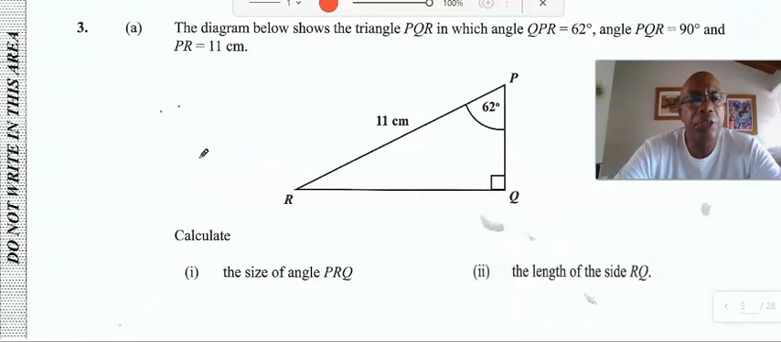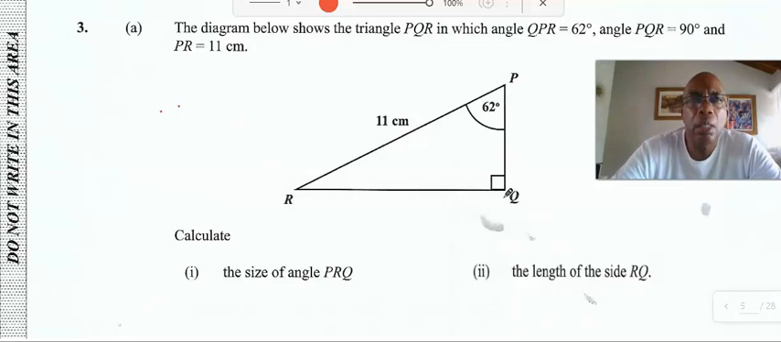The first part of question 3, question 3A, is really a basic geometry question. The sum states: the diagram shown here shows the triangle PQR, in which angle QPR, that is shown here, is 62 degrees, and angle PQR, as this angle here, is 90 degrees, and you're given the length of PR as 11 centimeters. Part 1 of the question said, calculate the size of angle PRQ.